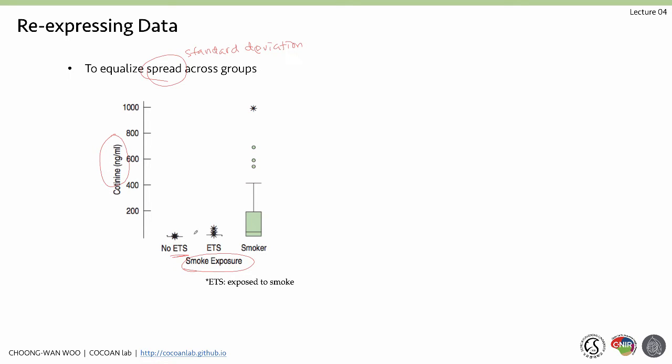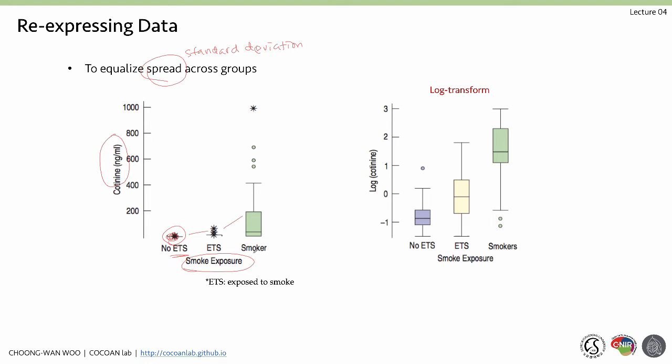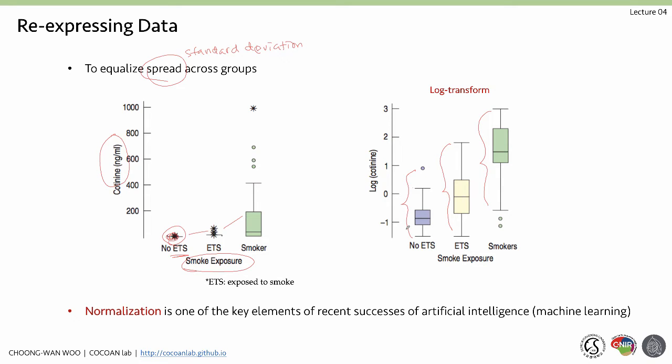And you might not be able to compare these distributions because it's too squashed. I mean, there are too many values here, not many values up here. But the distribution is so different. If you take the logarithms of these values, as you can see, the spread became similar, right? And so you can easily compare these different distributions. Interestingly, normalization has been one of the key elements of recent successes of artificial intelligence.